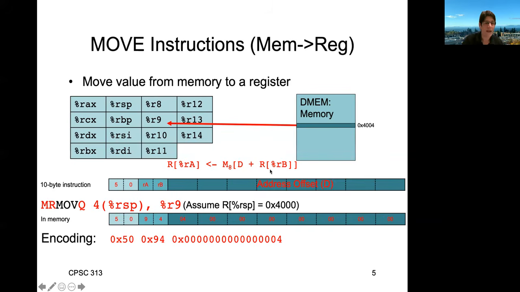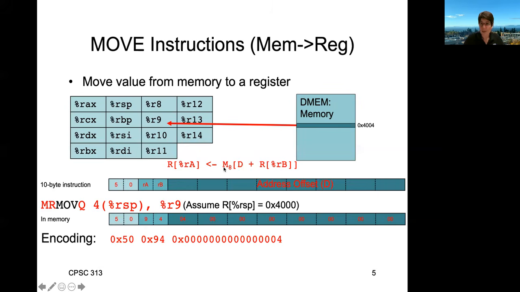So the addressing mode says, take the contents of RB. In the instruction where you see RB, that's a register number. Go to the register file, get that value. To that value, you're going to add the value in the 8 bytes in the instruction. So we take the contents of the register, we add the value from the instruction, and that is going to give us an address in memory.